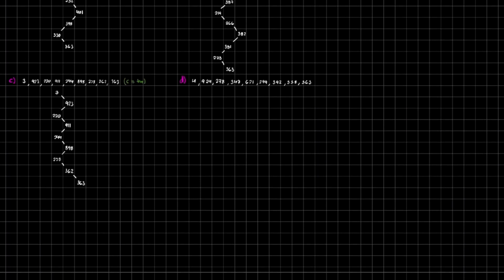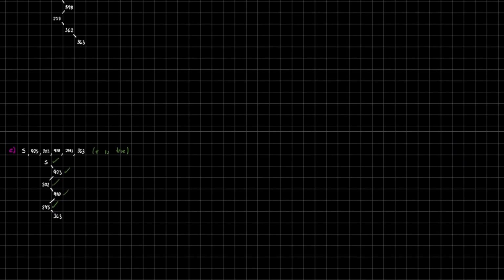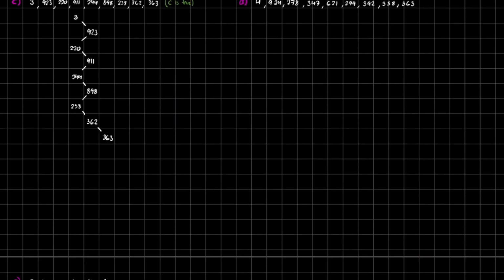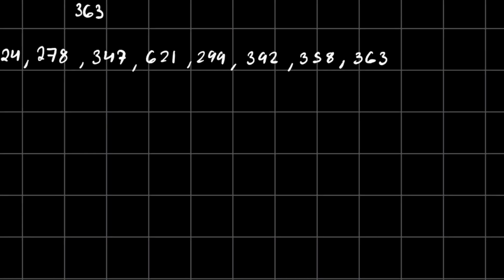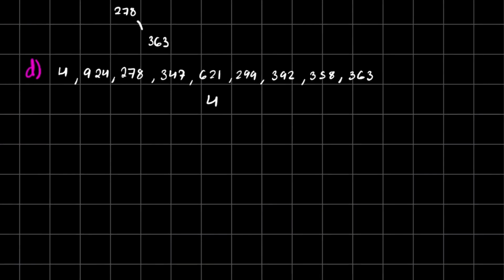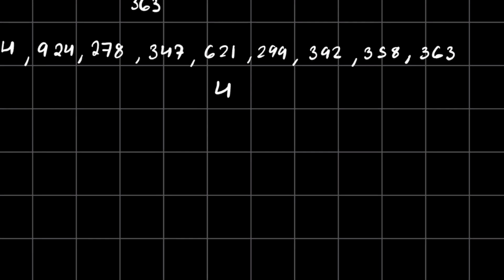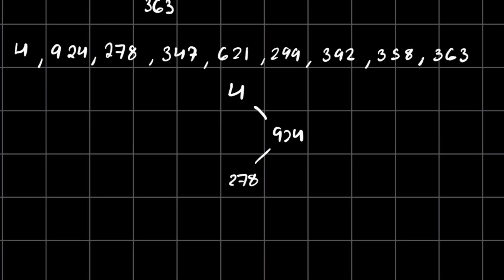Now let's check for D. Let me just erase this one because this is not correct before we get confused. Okay, so now it's a 4, right? Then we go to the right, this is 924. And to the left, this is 278. And 347, right? 4, and then 924. 347 is going to be in fact lower, so it goes to the left. And then it's greater, so it's going to be 3, 4, 7, right?